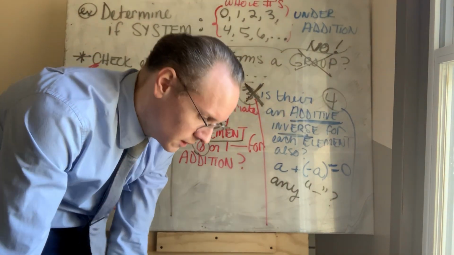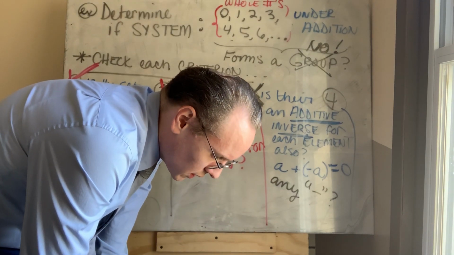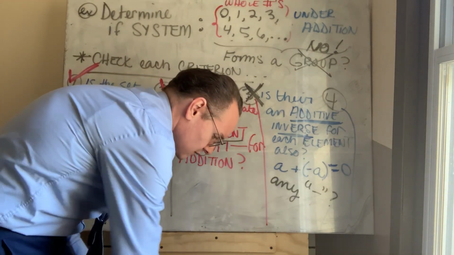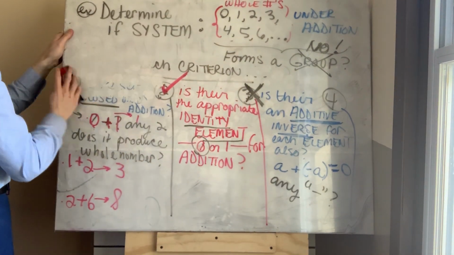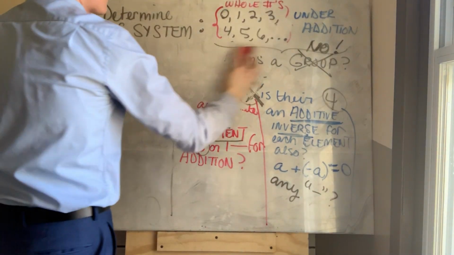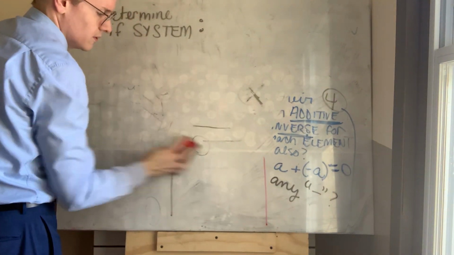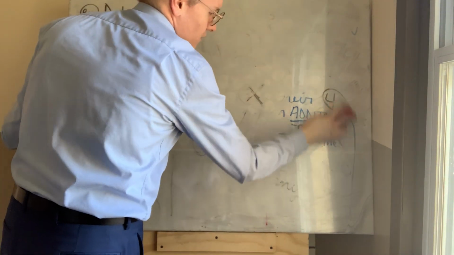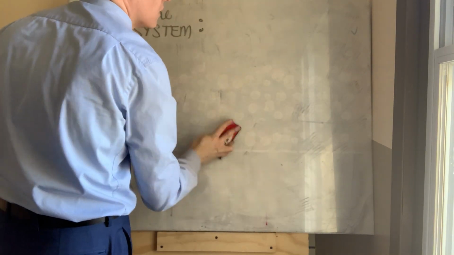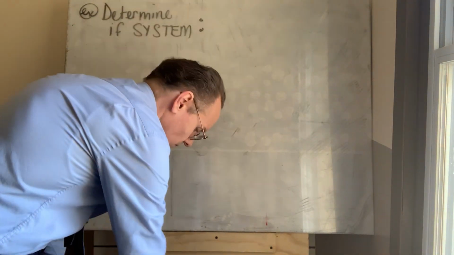Let's see. Let's try maybe one more of these and then I'll stop. It's kind of tricky, right? Let's see if we can get a commutative group, since that's the stricter criteria.